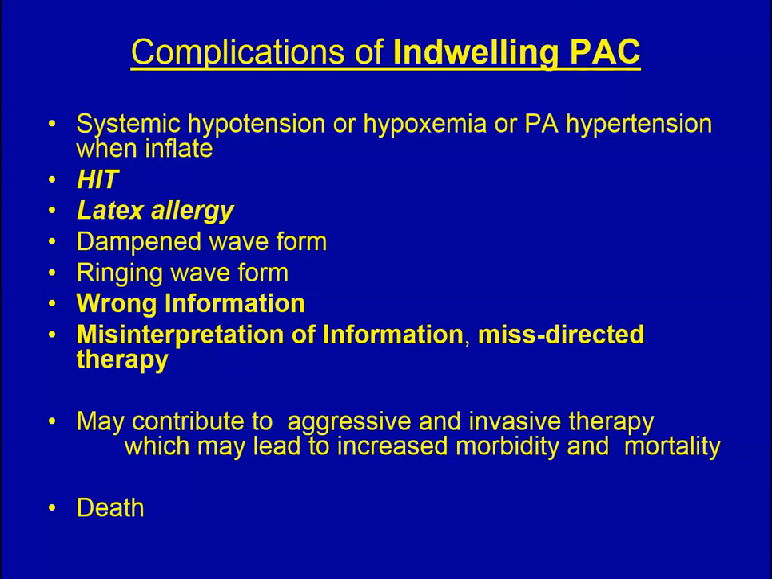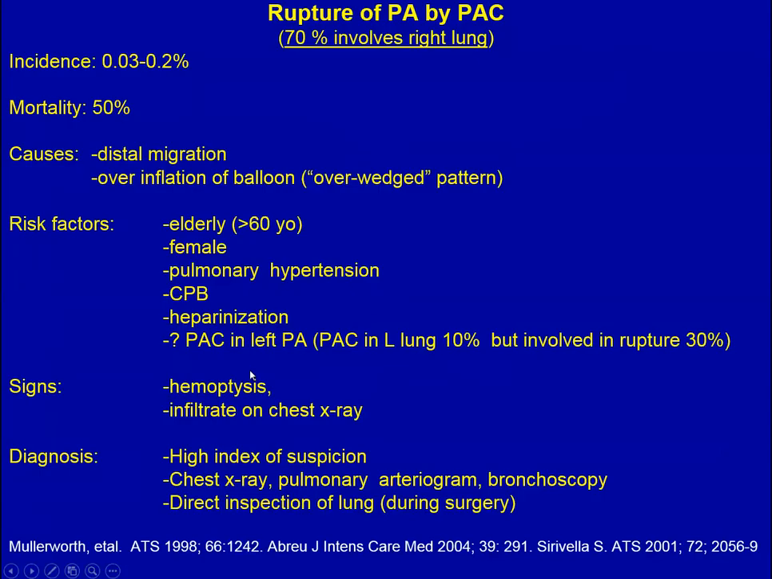However, the most important complications, or the most frequent complications, are getting wrong information or misinterpreting this information or misdirected therapy. One of the most worrisome complications is rupture of the pulmonary artery. The incidence is somewhere between 0.03 and 0.2%. But importantly, the mortality is quite high at 50%.